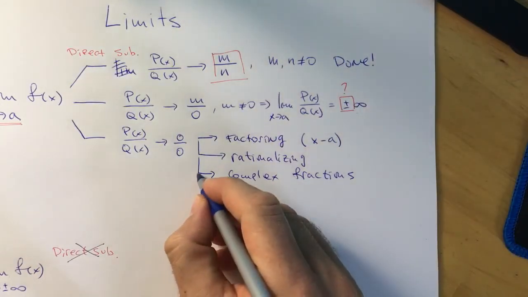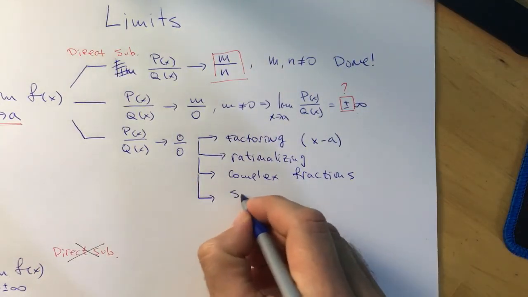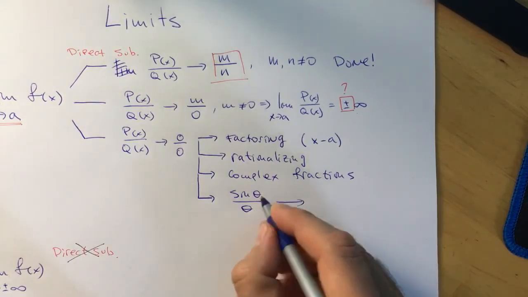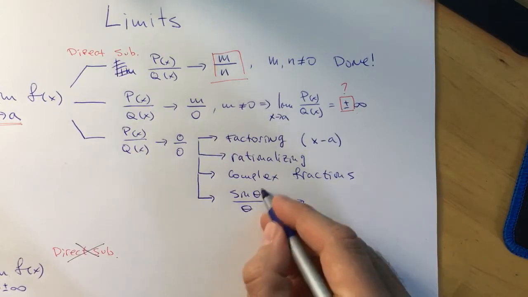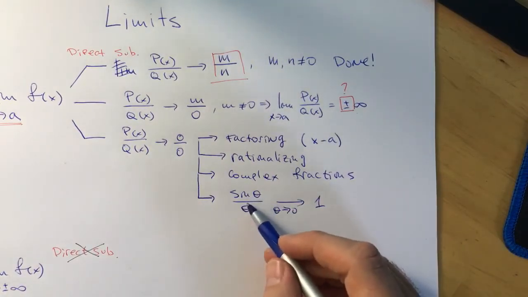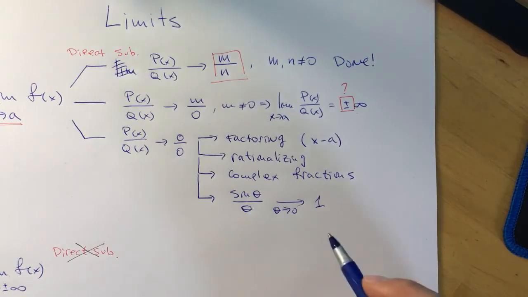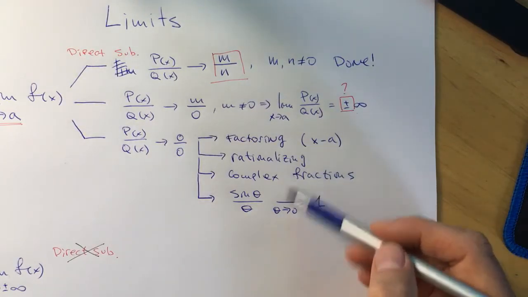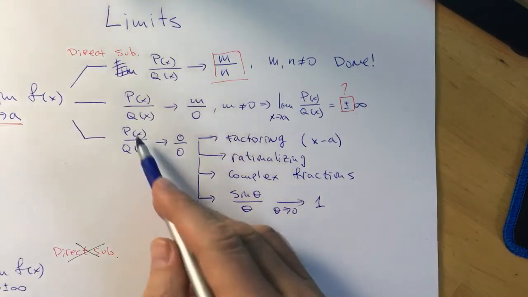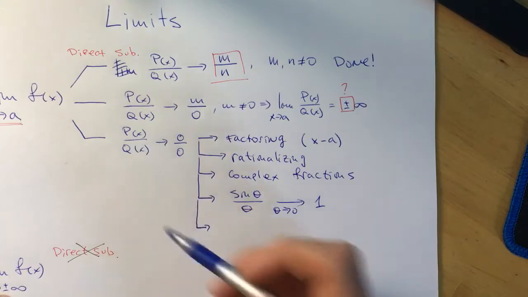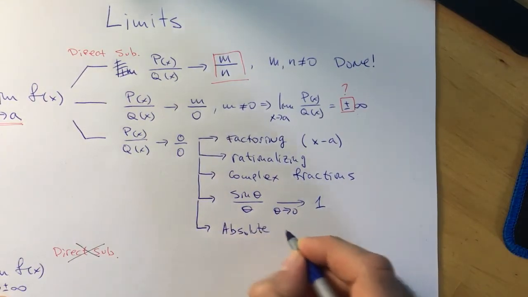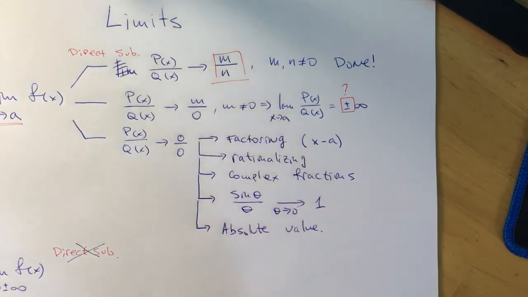One of the 0 over 0 limits is sine of theta over theta. As theta goes to 0, I have 0 over 0, but this is a known limit that is equal to 1. It's a staple question. And among these, you should expect that somewhere, one of these expressions or part of this expression is going to be put in absolute value.